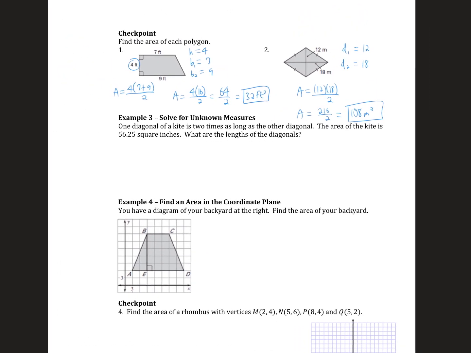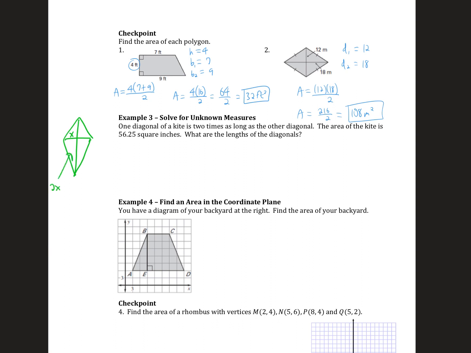So we know that one diagonal of a kite is 2 times as long as the other diagonal, and the area of the kite is 56.25 square inches. What is the length of each diagonal? So I'm going to attempt to draw a kite here. It's not going to be great, but so we have diagonals, okay? We know one diagonal is 2 times the other, so we're going to call this x right here. And the other one's going to be what? It's 2 times as long as x, so it's going to be 2x.